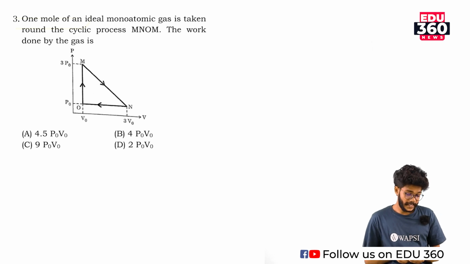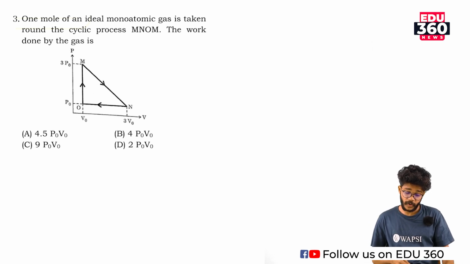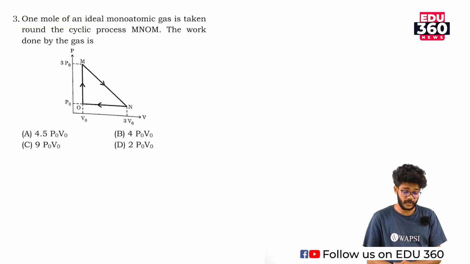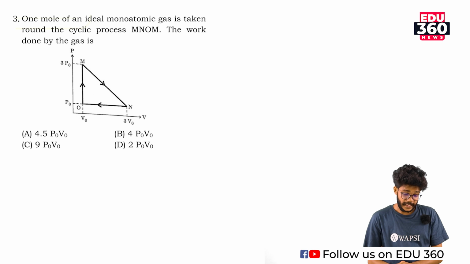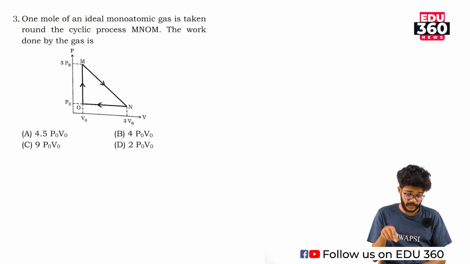One mole of an ideal monoatomic gas is taken around the cyclic process MNOM. That means it goes from M to N, then comes to O, and then goes back to M. That means a cyclic process.